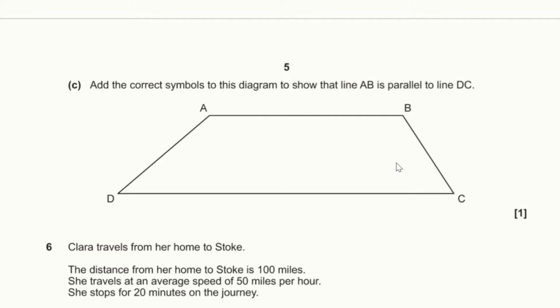And now for part C, we have to add the correct symbols to this diagram to show that the lines AB and DC are parallel. Well, we could have a line here, also a line here. We have shown that AB and DC are parallel.